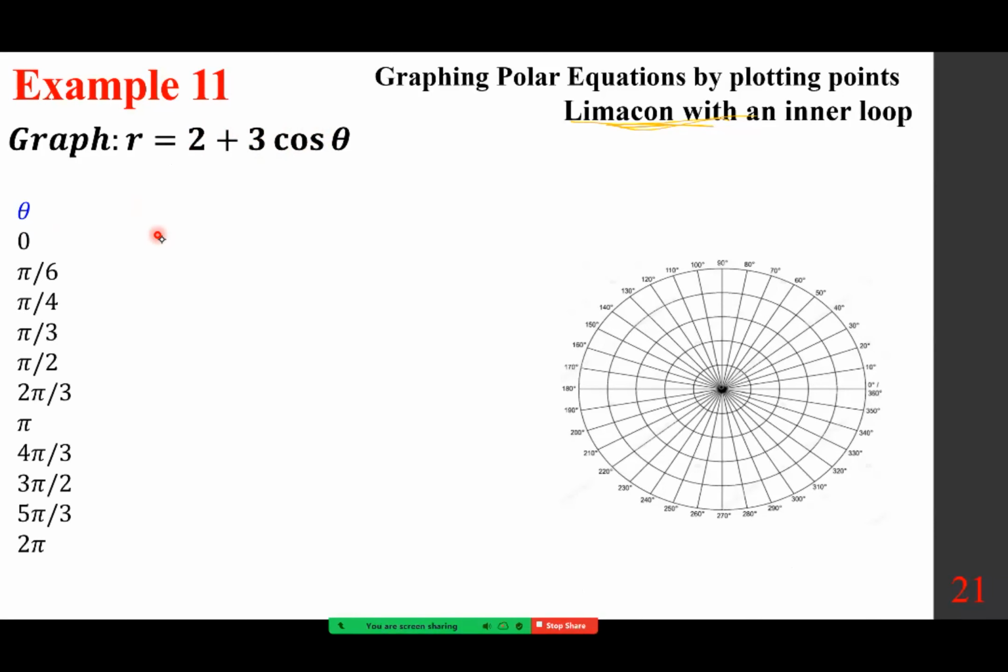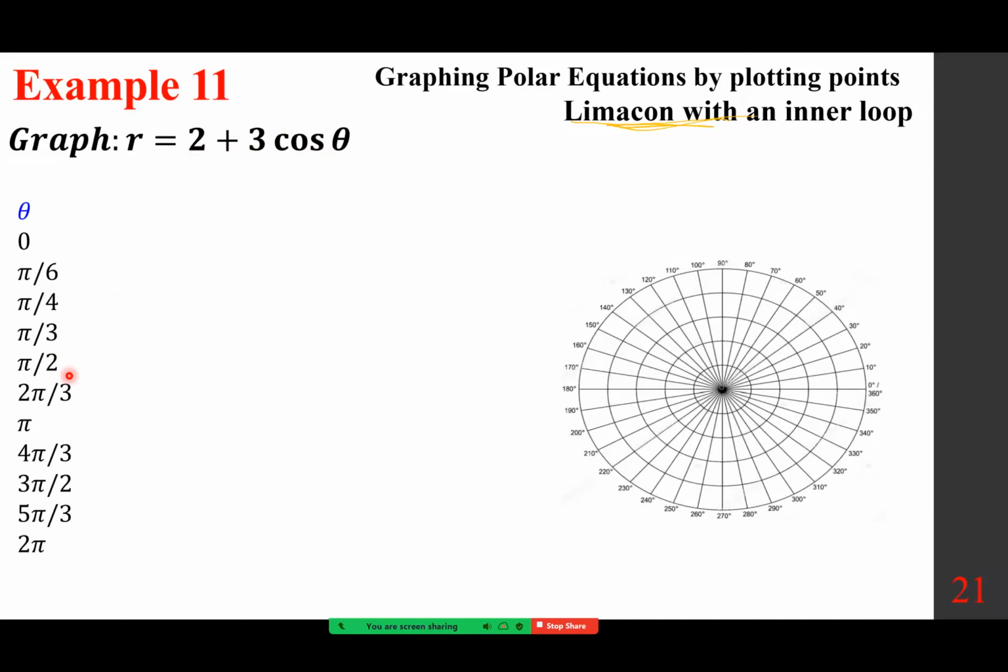common arcs. Pi over 6, again, gives me square root of 3 over 2, so 2 + 3 times square root of 3 over 2. Pi over 4 gives me square root of 2 over 2, so 2 + 3 times square root of 2 over 2. Pi over 3, the easy ones, gives me 1/2 times 3 is 3/2, with 2, 2 + 3/2 is 7/2. Pi over 2, cosine is 0, gives me 2.